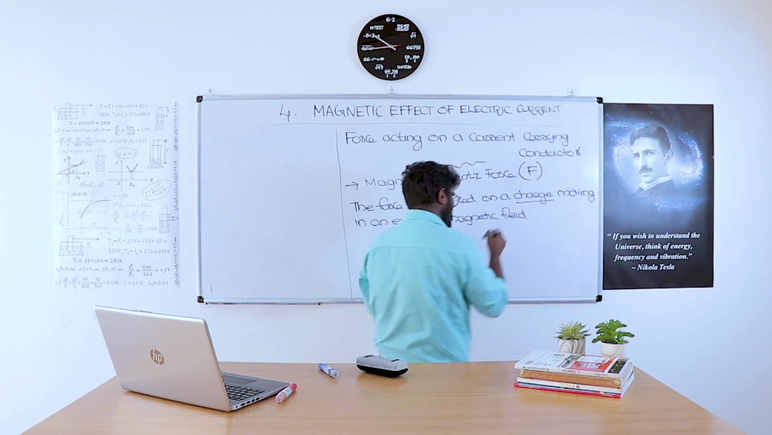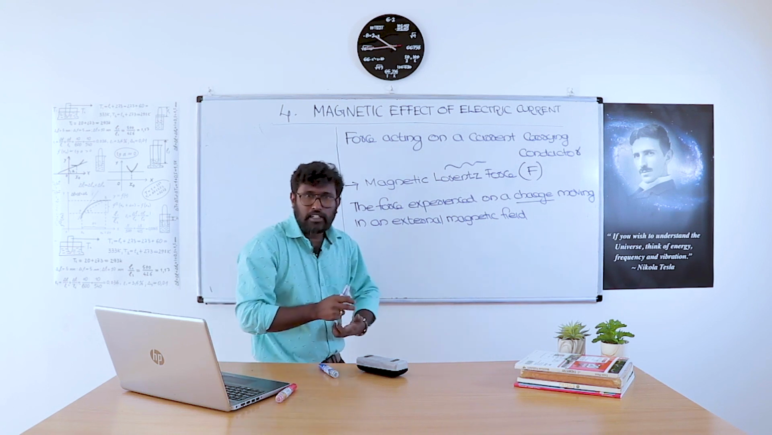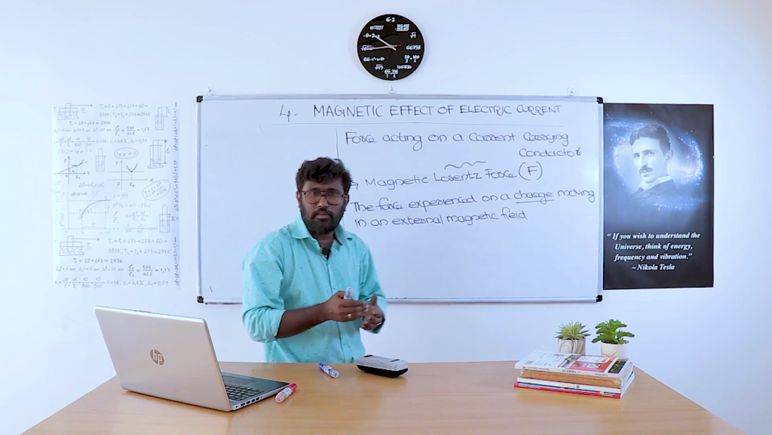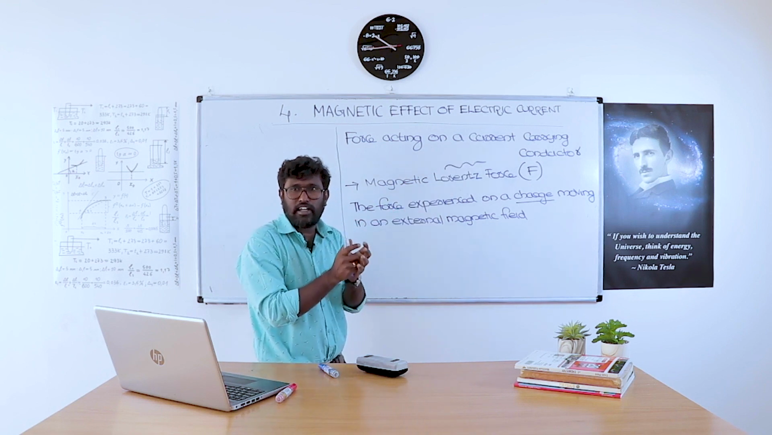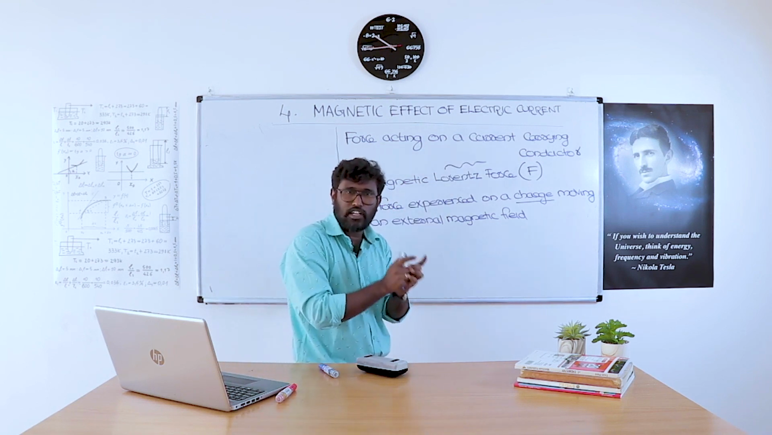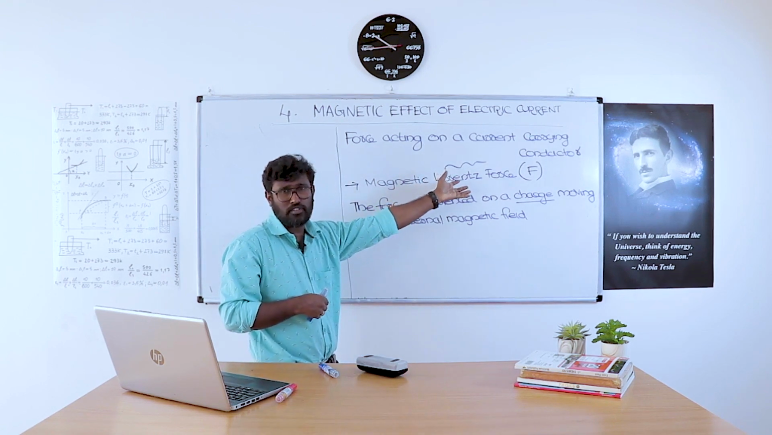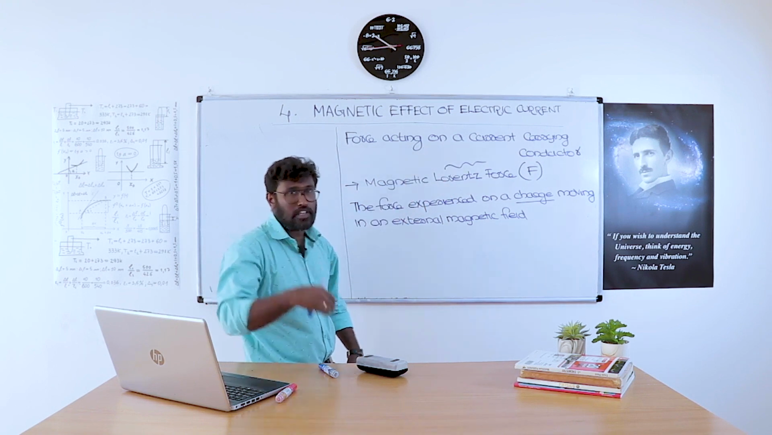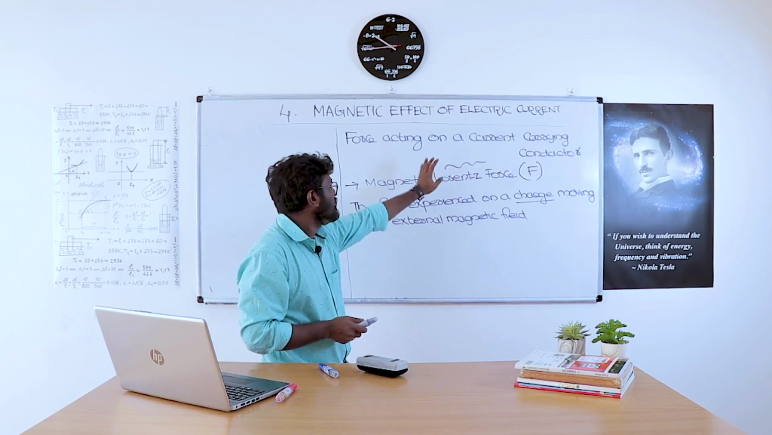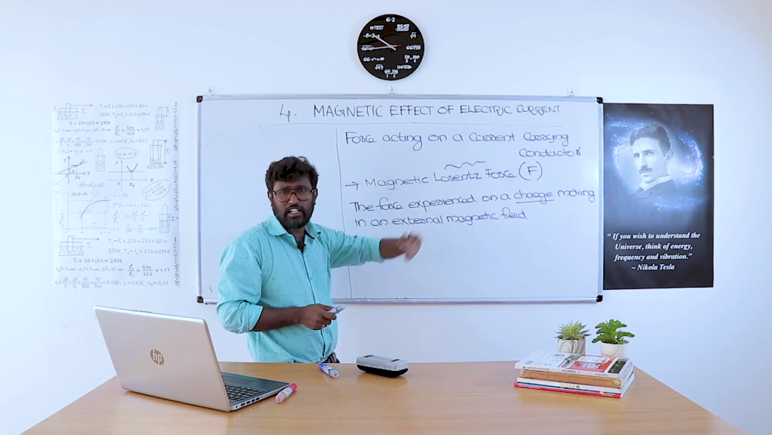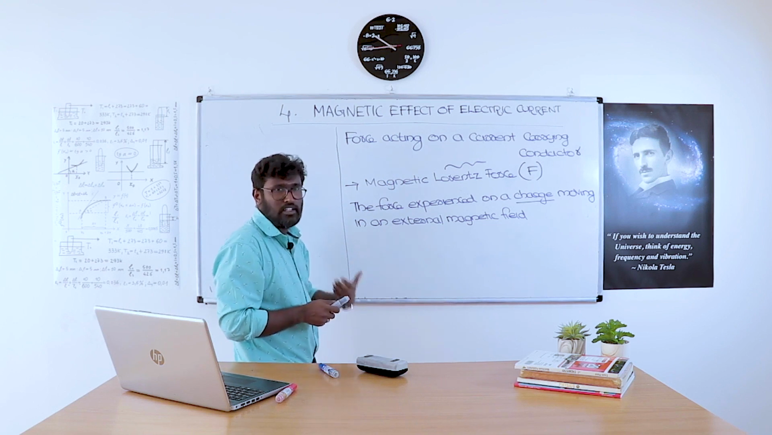Magnetic Lorentz force is denoted by F. So what is meant by magnetic Lorentz force? The force experienced on a charged particle moving in an external magnetic field. That's why when a current carrying conductor is placed in an external magnetic field, the force experienced on it is called a magnetic Lorentz force, or simply Lorentz force. Lorentz force is of two types, magnetic Lorentz force and electric Lorentz force, so you have to specify that it is magnetic Lorentz force.